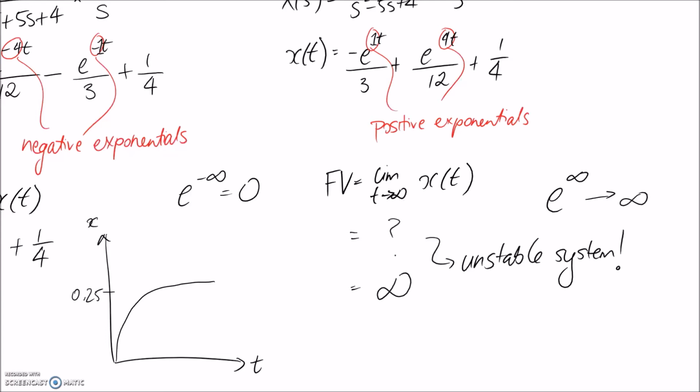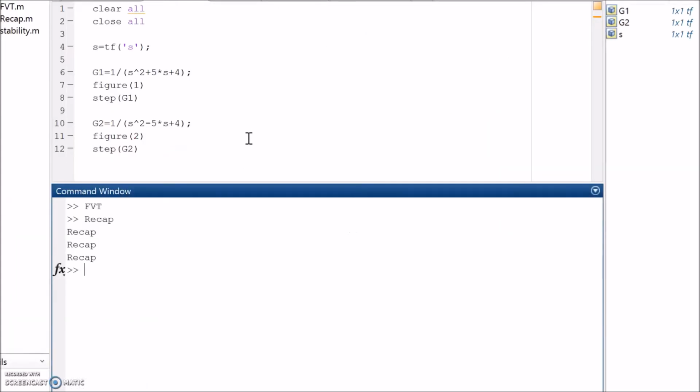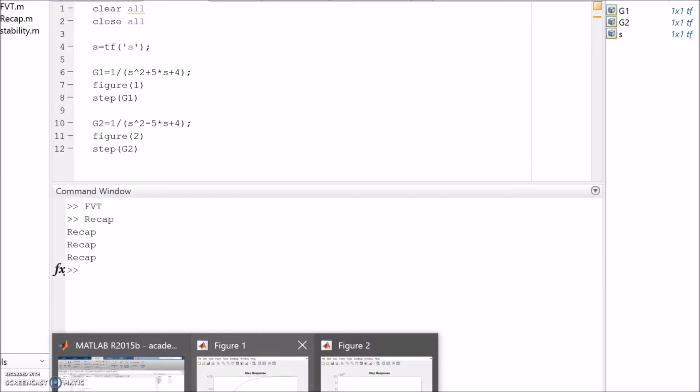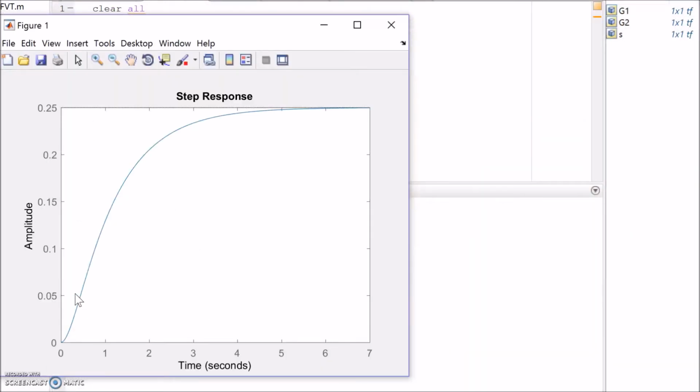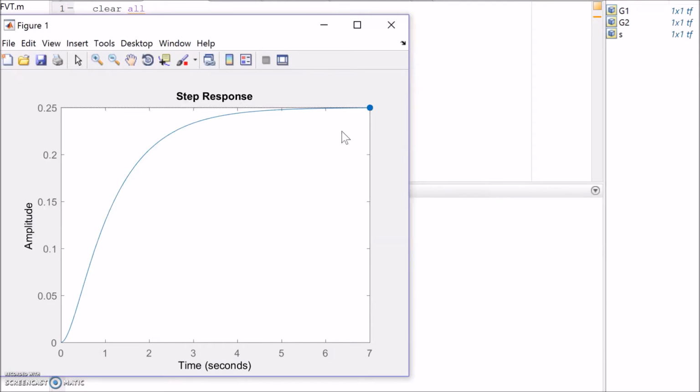So let's have a look at what this actually is in Matlab. If I jump over, I've written myself a little code. G1 is the first transfer function that we did, which should be stable. G2 is the second one we did, which should be unstable. If we look at the stable one first, we can see that the final value approaches 0.25, which is what we were expecting. You can double check that if you right click, look at the characteristics and bring up the marker at the endpoint here. You can see it's 0.25, so we agree with that.